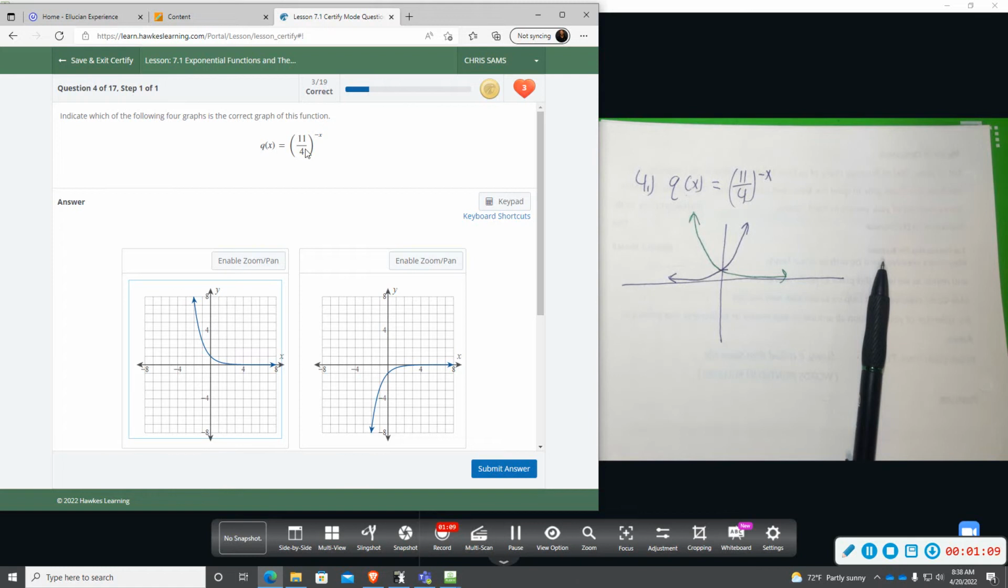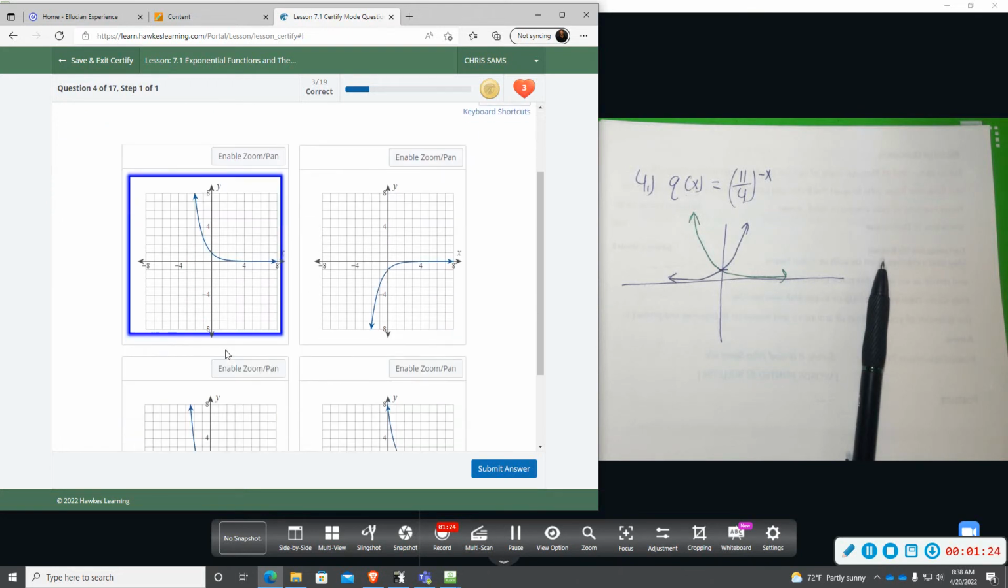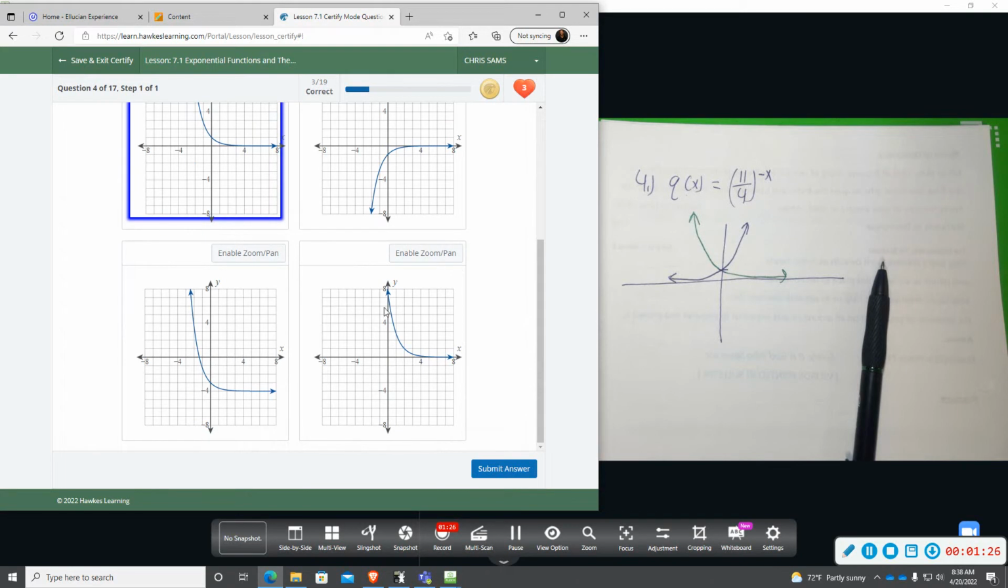So this graph, even though it looks like growth, because of the negative it flips, so it's going to look like decay. And it will still go through 1, 0 because there is no horizontal shift and no vertical shift. So this one looks correct, and that's the only one that will match.